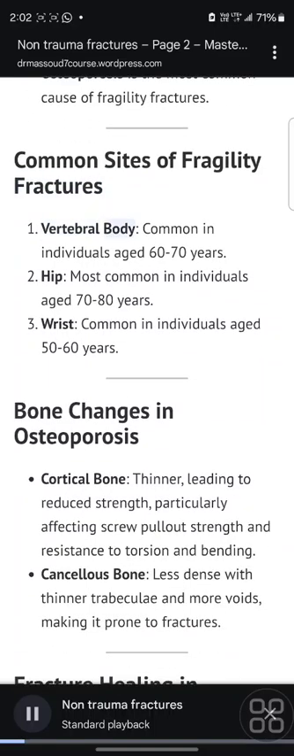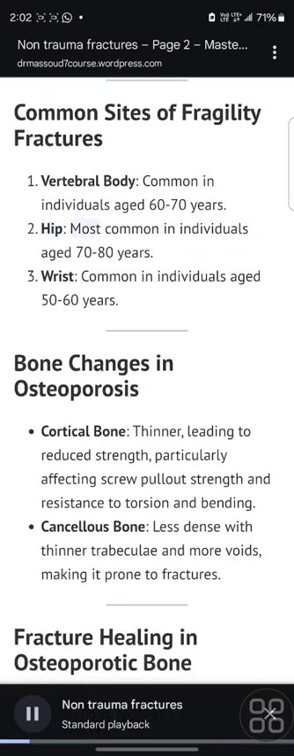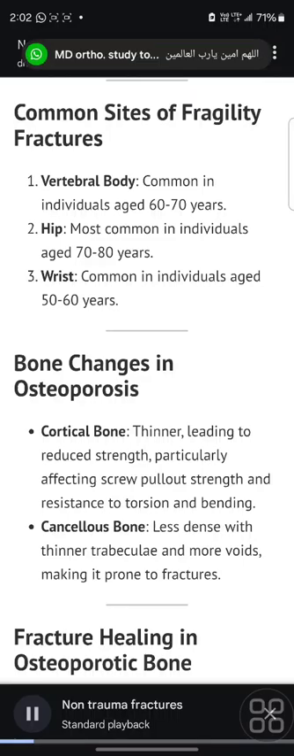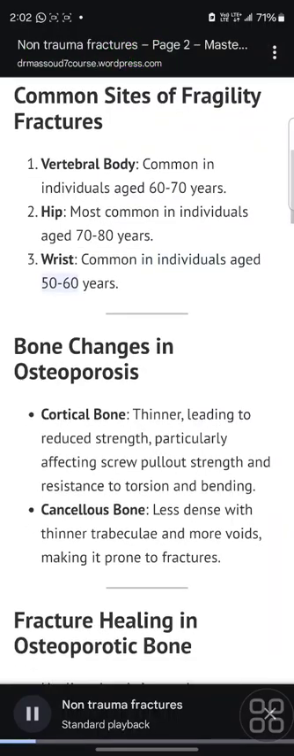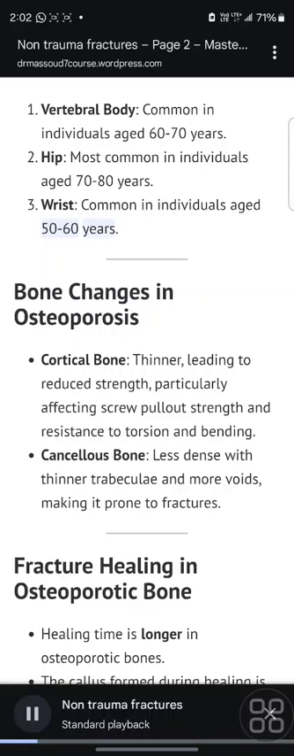1. Vertebral body, common in individuals aged 60 to 70 years. 2. Hip, most common in individuals aged 70 to 80 years. And 3. Wrist, common in individuals aged 50 to 60 years.